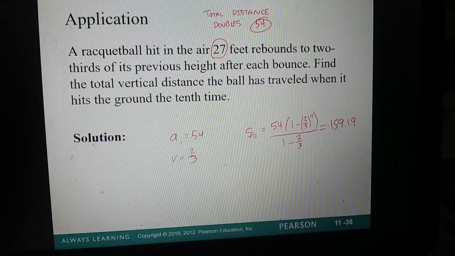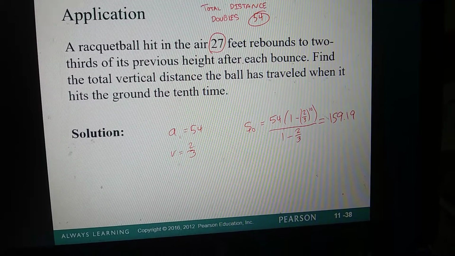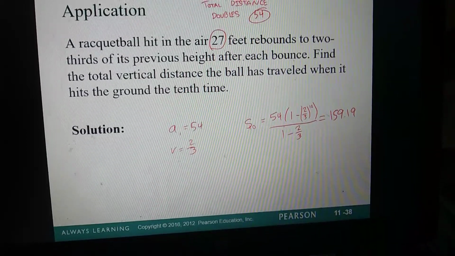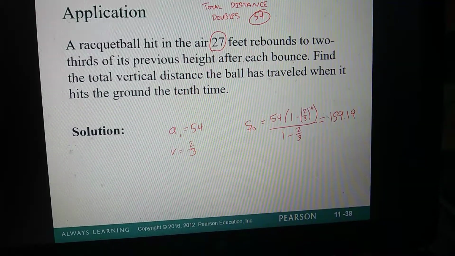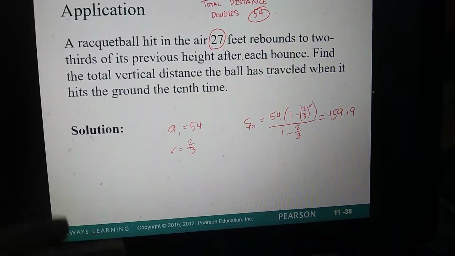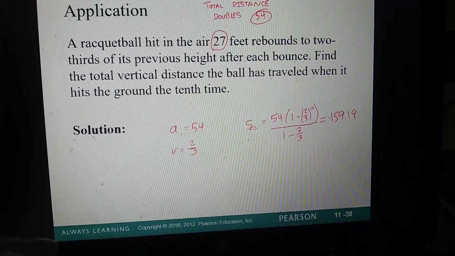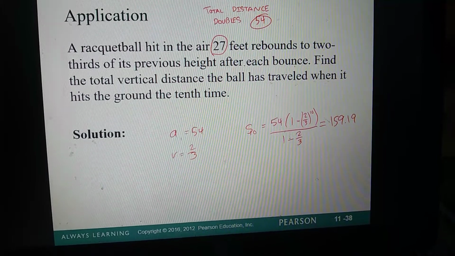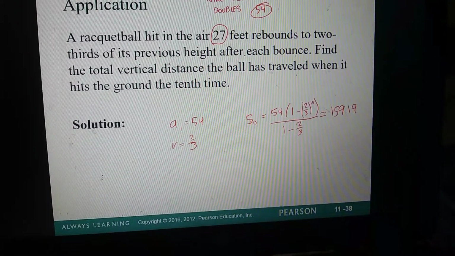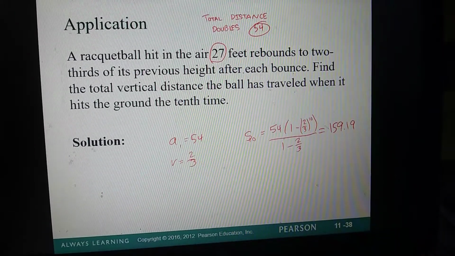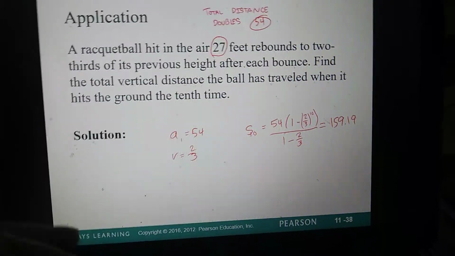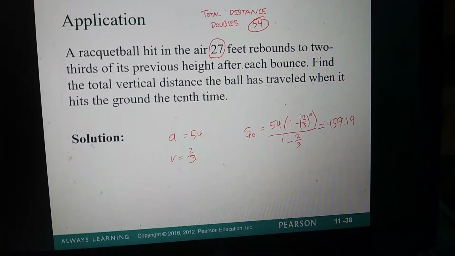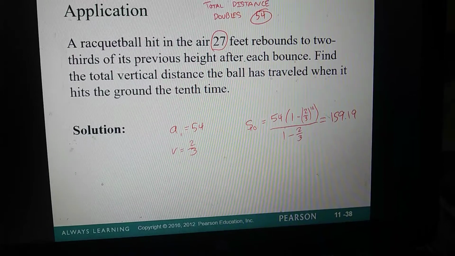And we'll end with these word problems. So we're talking about a ball hitting the ground and it's bouncing. So just notice that 27, I circled it, and I wrote 54 because we're talking about rebound effect. So it's going up and then down, up and then down. And every time it goes up and down, it's 2/3 of the distance of the previous rebound. So we want to know the total vertical distance the ball traveled when it hits the ground the 10th time.